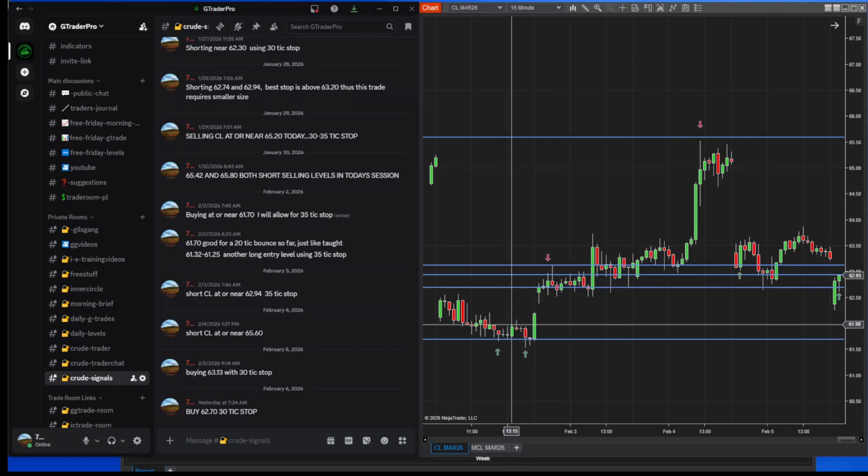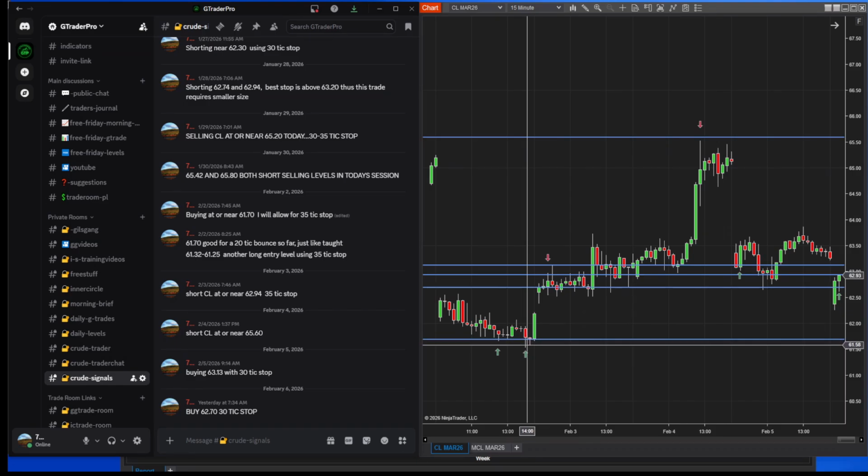But here we had ample opportunity to pick up 20, 30 ticks on the trade. Later in the afternoon, going into the end of the full RTH session, you can see another attempt at 61.70 with a little bit more of a spike in it. But this is about 15, 16 ticks of drawdown, nothing significant.